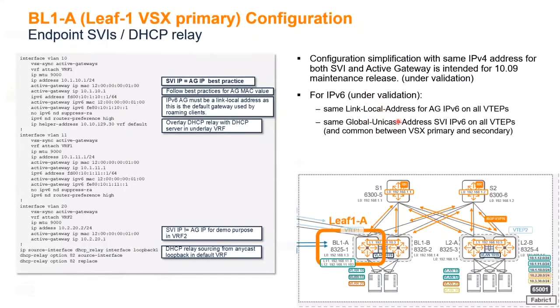So that's pretty much what I covered. Yes, for IPv6, you will use the same link local address on primary and secondary for the active gateway IPv6 address, and that would be the same link local on all the VTEPs where you stretch your VLAN. And you will use as well the same global unicast address for the SVI IPv6 address on all VTEPs, including the same IPv6 for primary and secondary when we are in the 10.09.10 maintenance release.